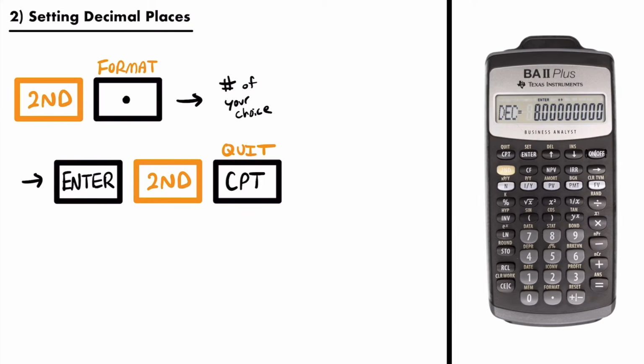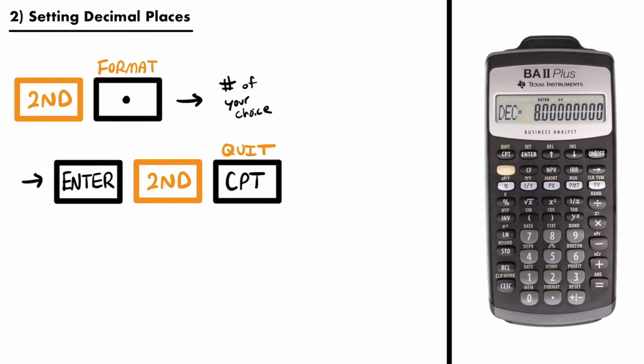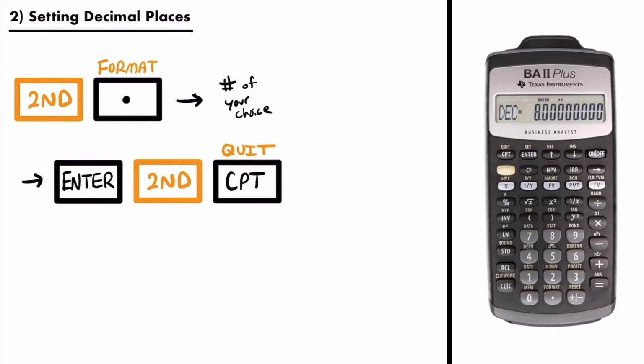So I'll hit Enter, and now DEC, or the decimal places, is equal to 8, and you can see that the number of decimal places already changed, right? Before it was 1.0 because it was displaying one decimal. Now it's 8.000000 because we are displaying 8 decimals. Okay, and so now that we have done that, we can hit this second button again, and then hit the CPT button, which says quit above it, and that will quit out of the format menu. All right, and so that is how you set your decimal places for the BA2 Plus calculator.